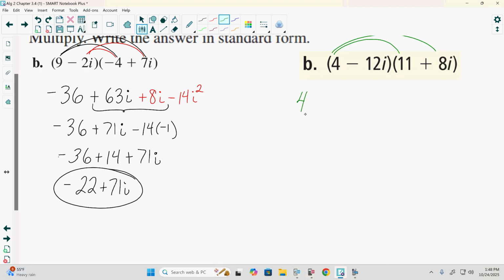4 times 11 is 44. 4 times 8i is going to be positive 32i. Then we're going to multiply through by negative 12i. Now negative 12i times 11 is going to be negative 132i. And negative 12i times 8i is going to be negative 96i squared.